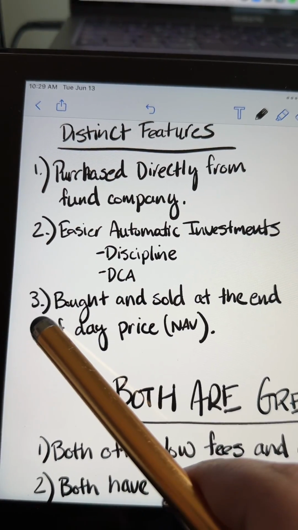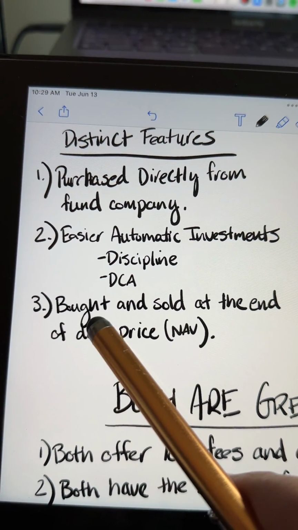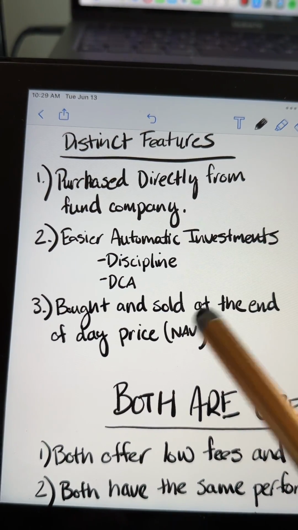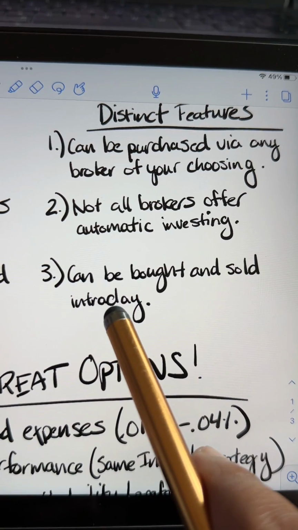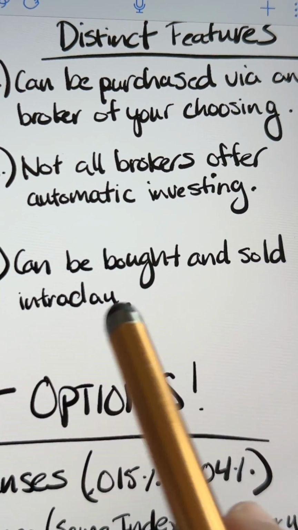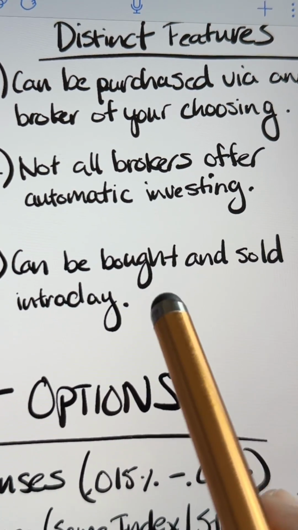And the third distinct feature of an index fund mutual fund is that your shares in that mutual fund are bought and sold at the end of the day. But with ETFs, they can be bought and sold intraday. So if the S&P is down 2% at 10 a.m., I can place a buy order right then and there, and my order will be filled immediately.